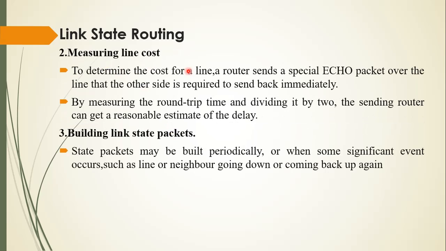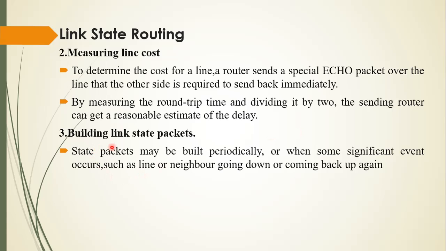Second is measuring line cost. To determine the cost for a line, the router sends a special echo packet over the line that the other side is required to send back immediately. Suppose node A sends the echo packet to node B, then node B immediately sends it back. By measuring the round trip time and dividing it by 2, the sending router can get a reasonable estimate of the delay. According to that, we measure the line cost.